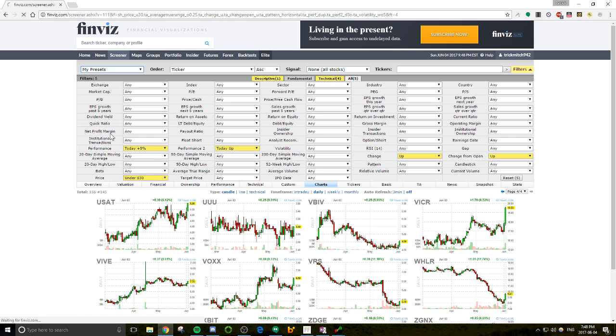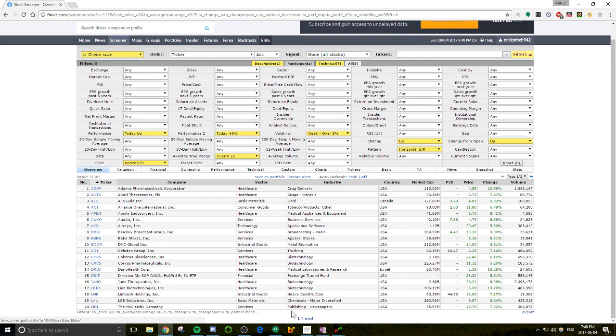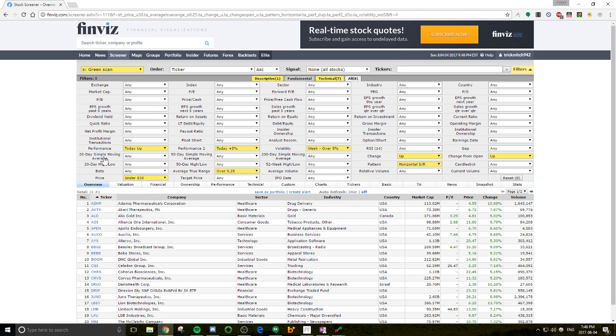And the green scan is basically the exact same scan, but with some other filters in it to whittle it down. See, now there's only 2 pages. So it's performance today up 5% or above, price under 30. Now ATR, your average true range, is at least 25 cents and over. Volatility is over 5% for the week, change up. Pattern is horizontal support and resistance. And change from open up. Now remember, if this is going a little bit too fast, just pause it and write things down, okay?